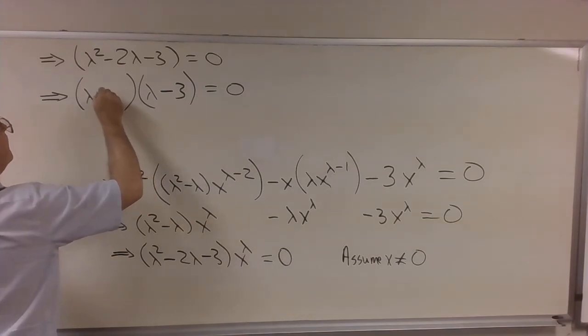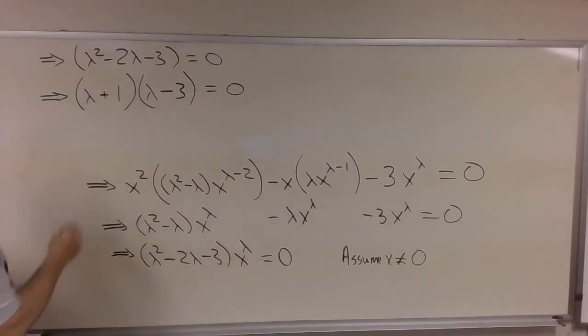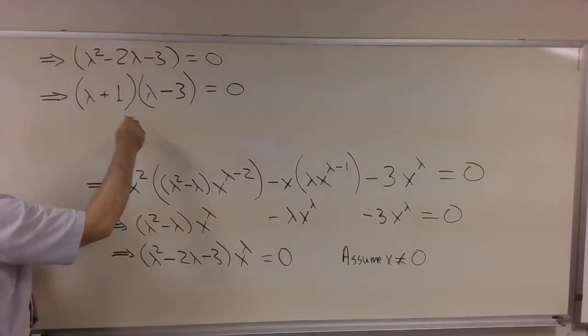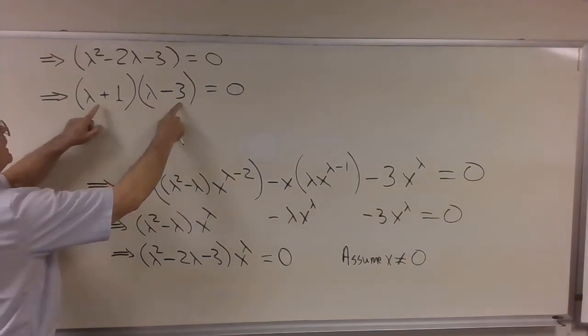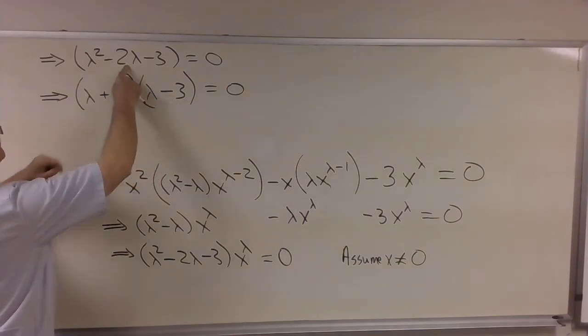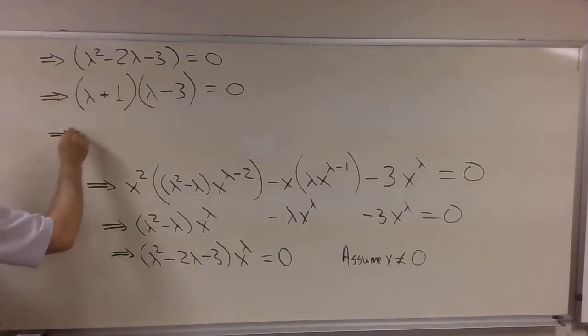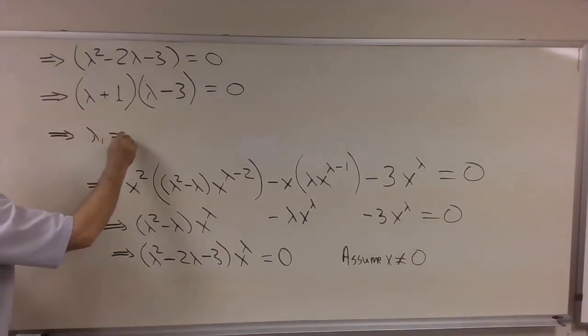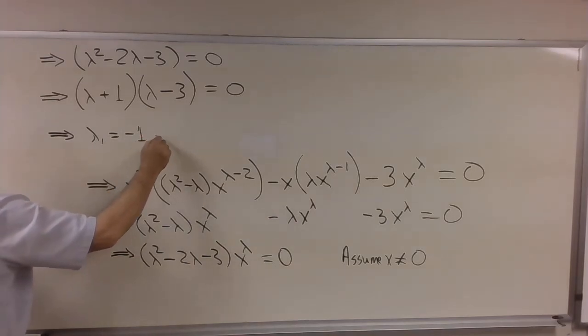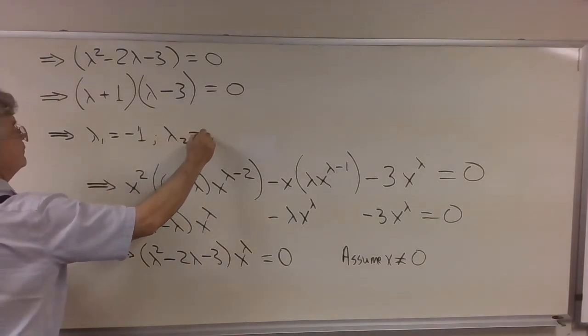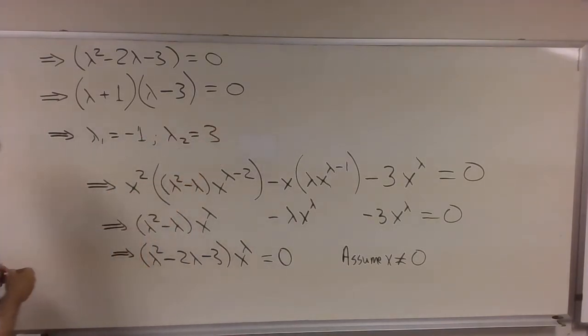Let's see, does that work? Plus lambda minus 3 lambda is minus 2 lambda. It does work. So lambda 1 is negative 1. Lambda sub 2 is positive 3.